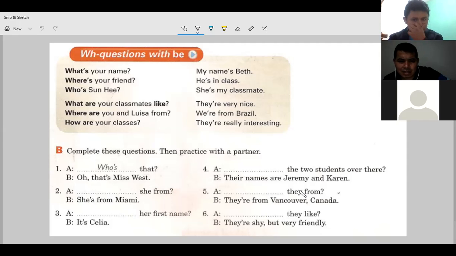Karen? Where? No, it is with what? Fíjese en la oración acá que estoy señalando. Fíjese en la pregunta. Es que tengo un screenshot. I'm looking at the screen. I think I'm sharing with you. Yes, this one. Can you see it? Yes. All right. Entonces sería, what are they like? Yes, correct. What are they like? They're shy but very friendly.